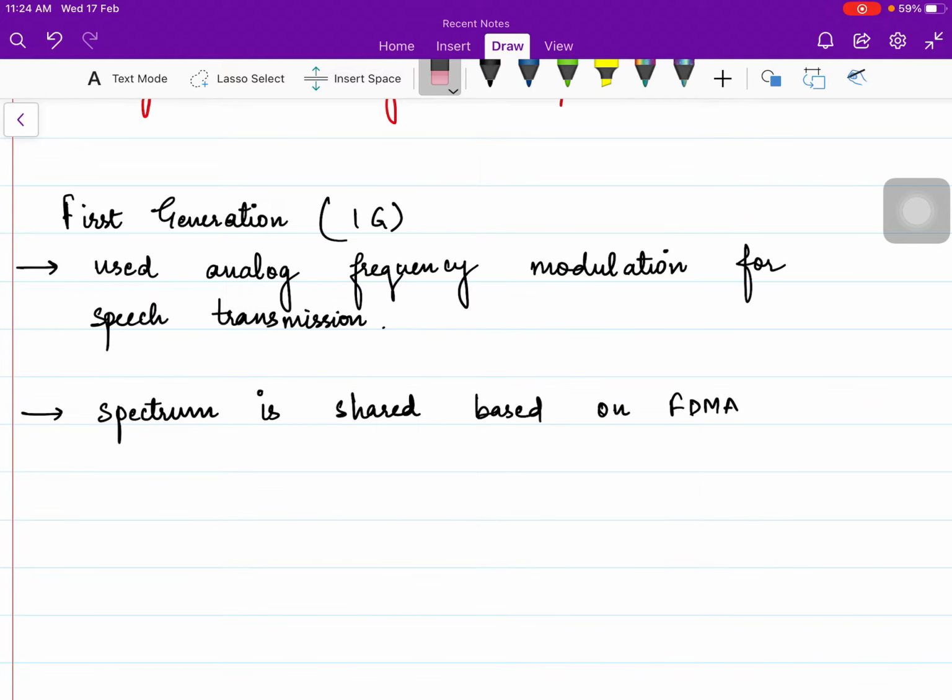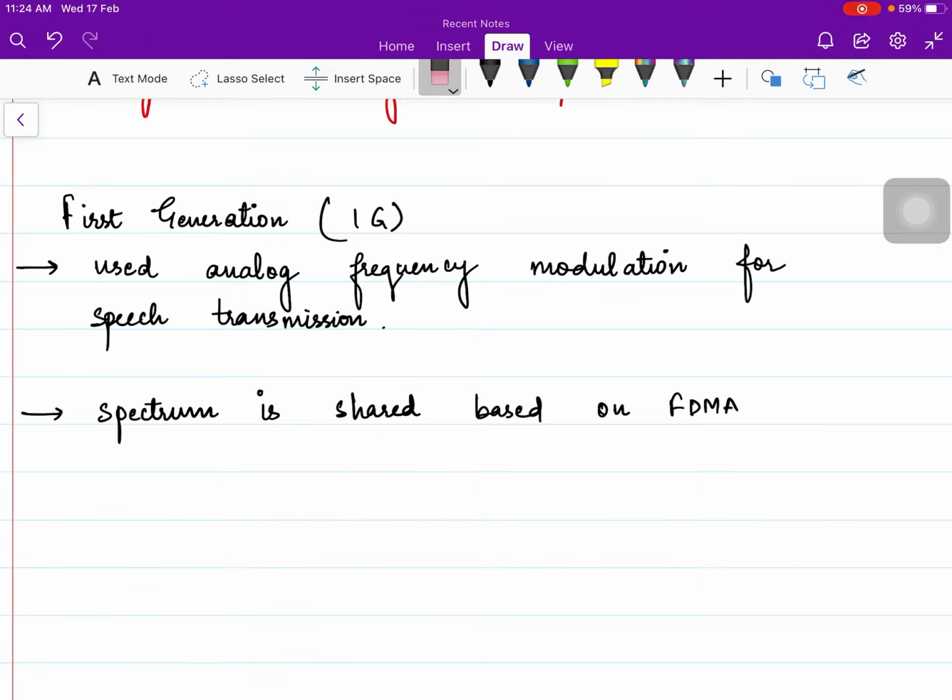In the first generation, it was meant for voice transmission. So the first point that should come into our mind while reading the first generation is that it was used for voice transmission, or you can say speech transmission. Then the second point is the modulation technique that was used. The modulation technique used for speech transmission in the first generation was frequency modulation, and that too analog. So analog frequency modulation was used for speech transmission in the first generation.